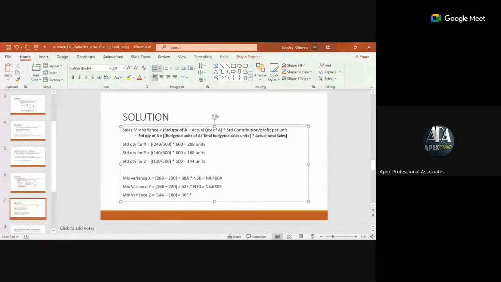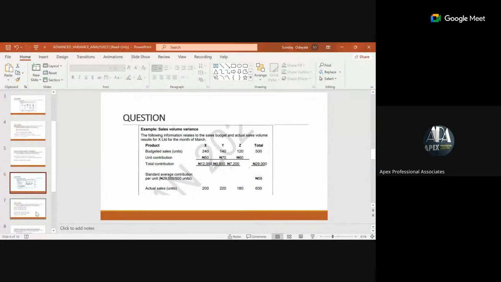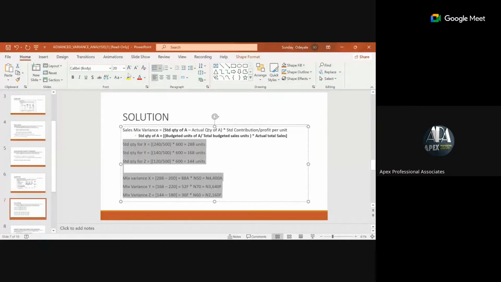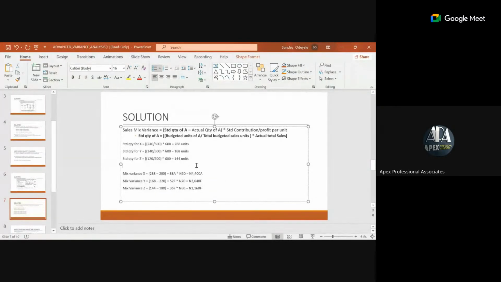Now you can see again that if you add 88 adverse with 52 favorable and 36 favorable, you should get 0. It is a must. Once you do not get 0, just know that your mixture is wrong. Maybe you've added too much sugar. So 36 times the contribution gives 2,160 favorable. So this is our mix variance for the three of them. As simple as it can be.